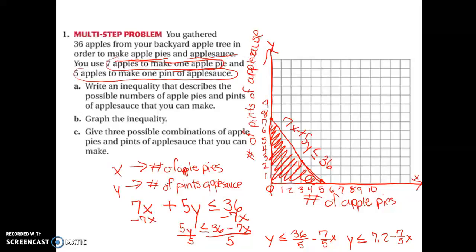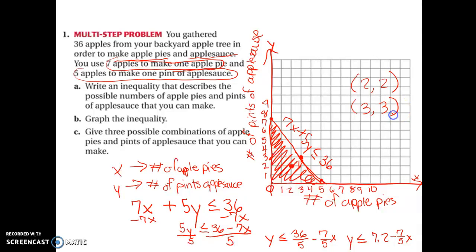So then we can look at all the different possibilities, and that's what it's trying to get us to do for part C. So just pick some possibilities here and then test them out in our inequality. So one of the possibilities could be 2, 2, which would be, if you remember, 2 apple pies and 2 pints of applesauce. If I put that in the inequality, I have 7 times 2, which is 14, plus 5 times 2, which is 10. And that's going to be 24 apples that I'm using, and that is less than or equal to 36. I'm not really sure if the next one works, because it's a little hard to graph, but we can always try it. So that's 3, 3.